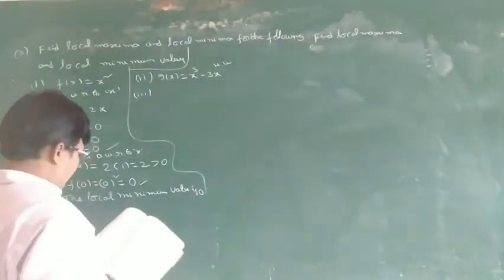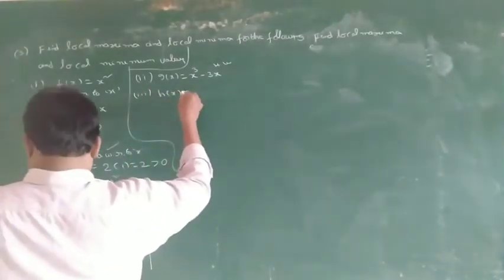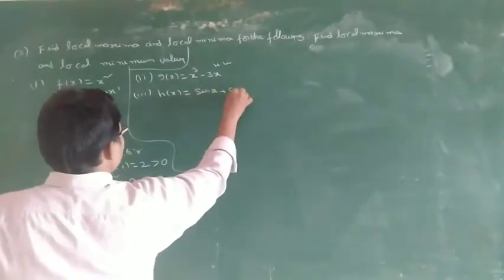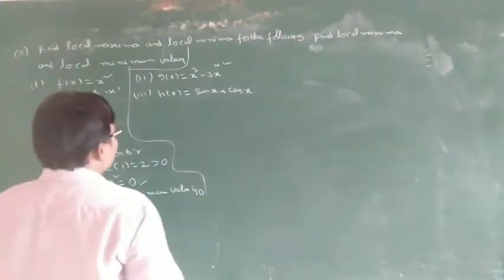The homework. Next, the fourth one: h of x is equal to sin x plus cos x. H of x is equal to sin x plus cos x. What is the next one?